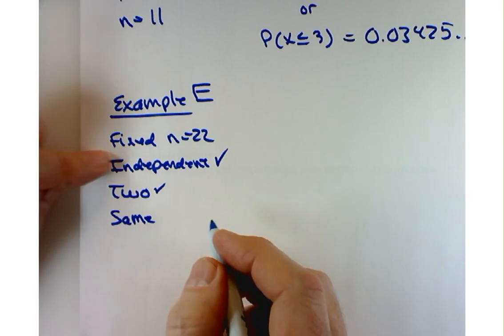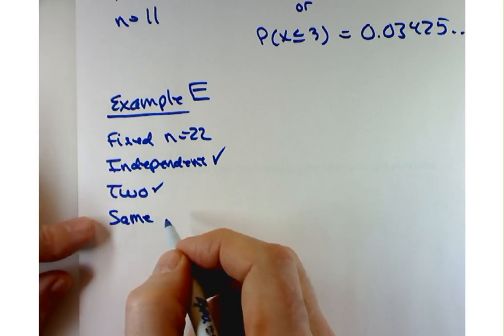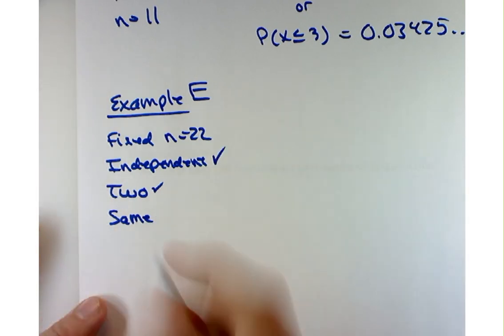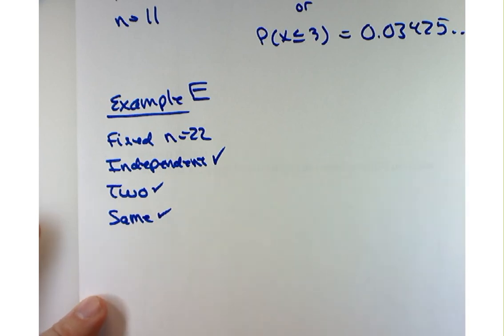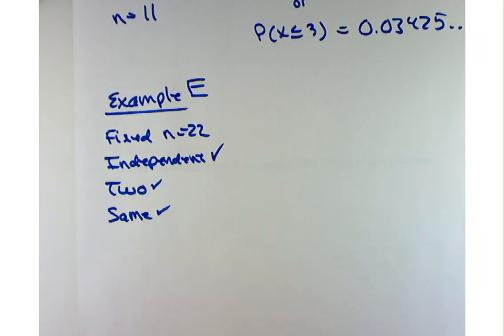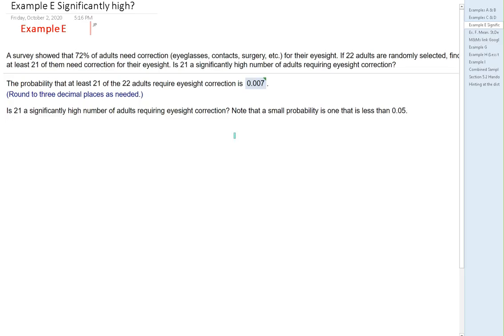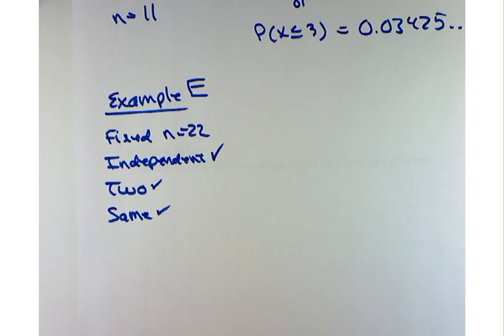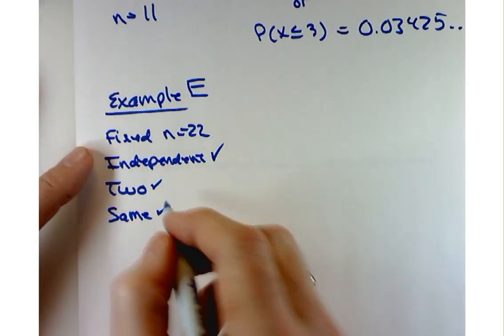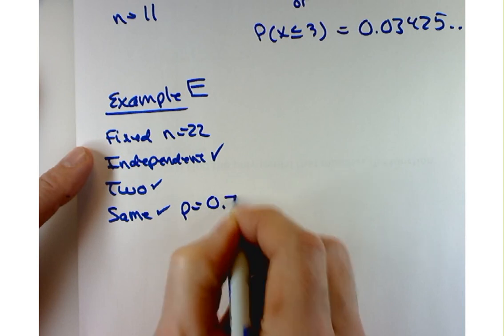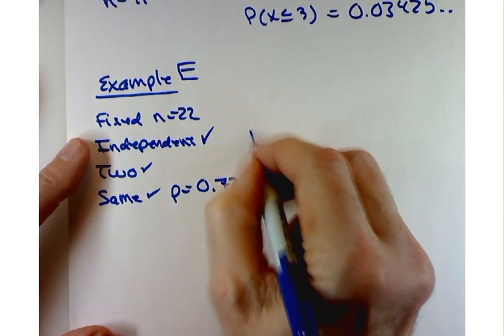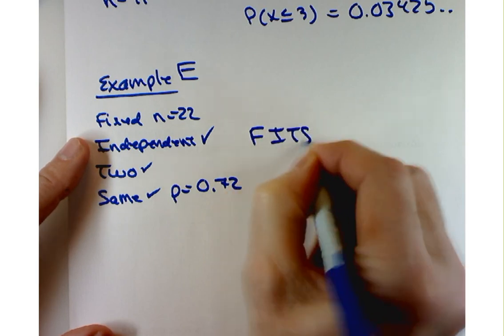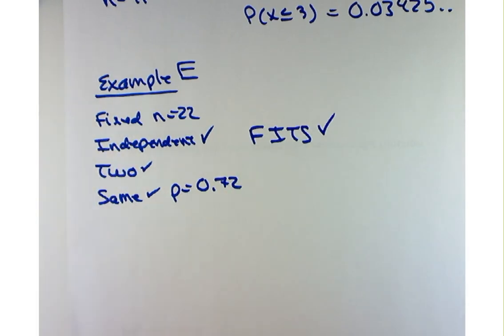They're technically dependent events, but we can consider them independent because this is such a small sample. So the same probability of success applies throughout the experiment, and that probability is 0.72. So yeah, P equals 0.72. All right, so it fits.